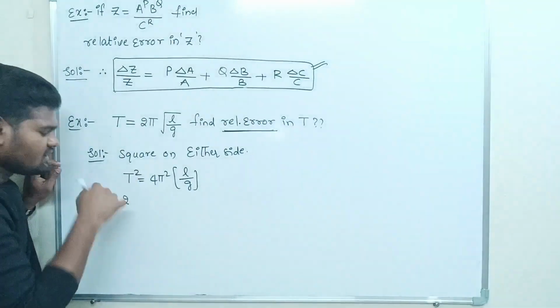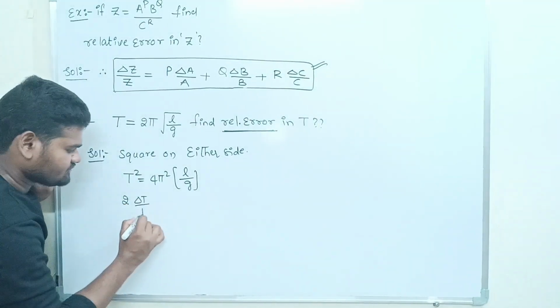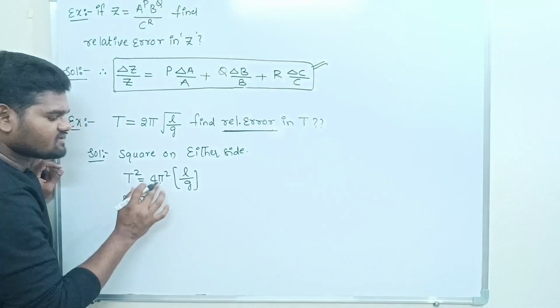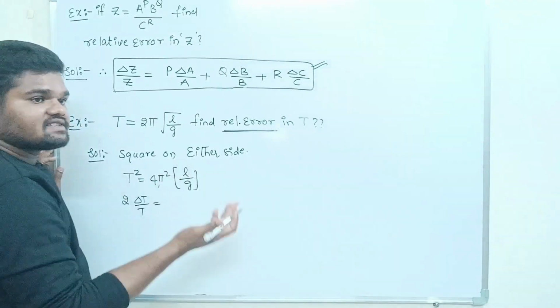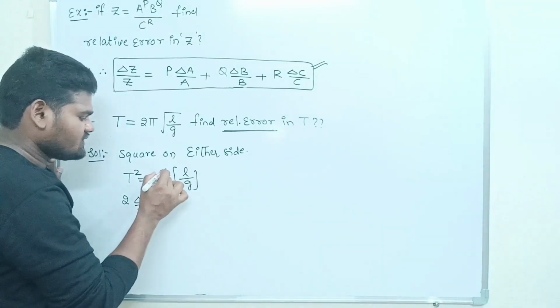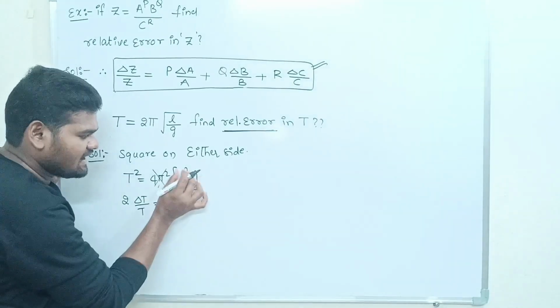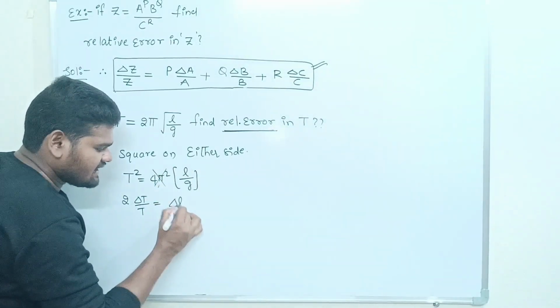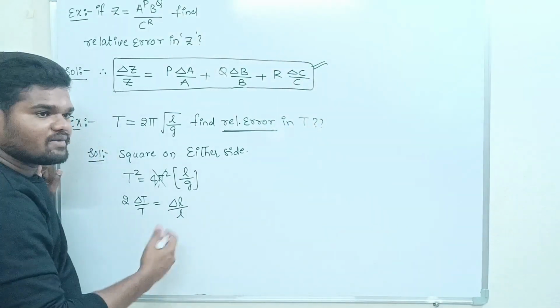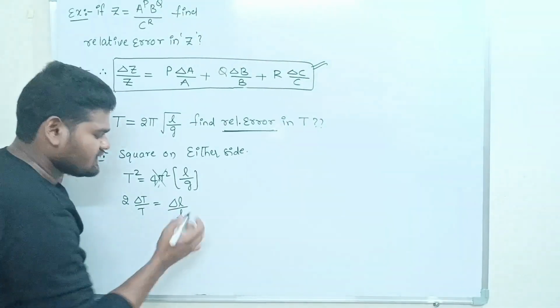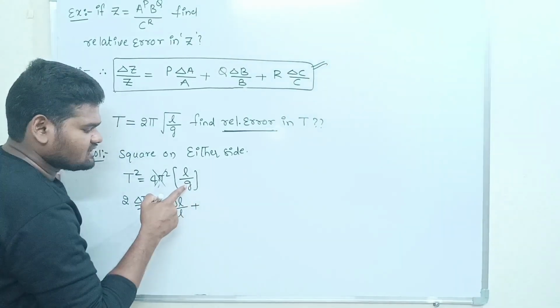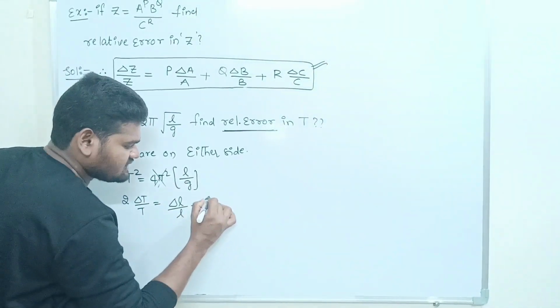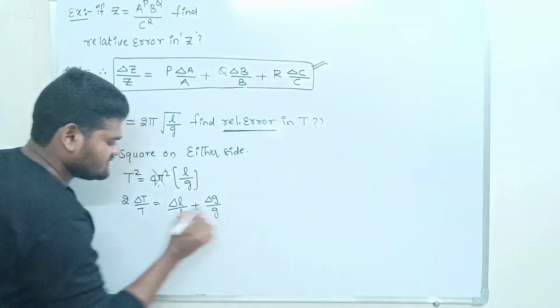Then what we have to write? Delta T by T, which is equal to 4 pi square. It is a constant, and we don't take constants. So here L is there, L power how much? 1. So it becomes 1 into delta L by L, which is nothing but delta L by L. Plus, what is the denominator? We have G, so just write delta G by G.